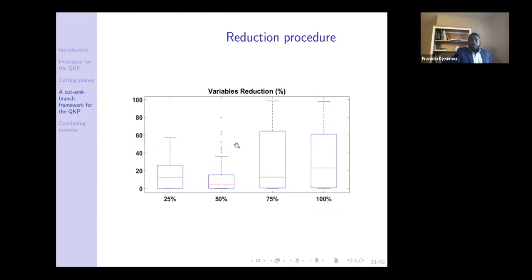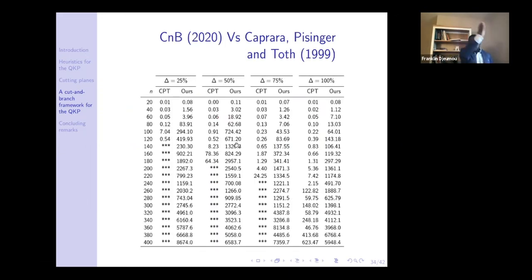So when we did our overall cut and branch algorithm on those instances, we tried to compare our result with the best algorithm of Caprara, Pisinger and Toth, which was published in 1999. I'm confusing the date, so it's 1999 for the published version of the paper. So you can see that the first row here, the second column, CPT, is actually the running time of their algorithm. So I will start with the fully dense matrices.